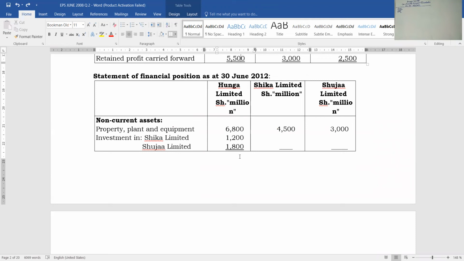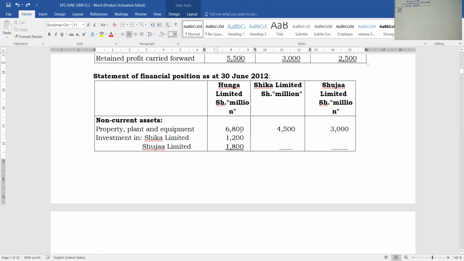So which means that I will be taking parent plus subsidiary. My parent is Hunga, my subsidiary is Shuja, because Shuja, by the end of the year, it was there and it was at 75%, because it was acquired at the middle of the year. So by the end of the year, it was a subsidiary. But for Shika, I have said it was an associate by the end of the year, because it was disposed by half in the middle of the year.